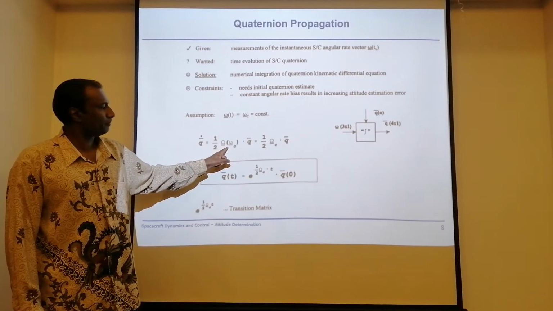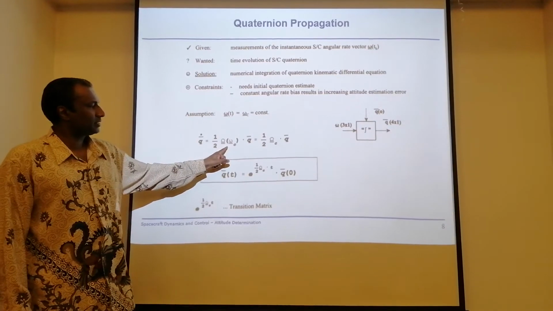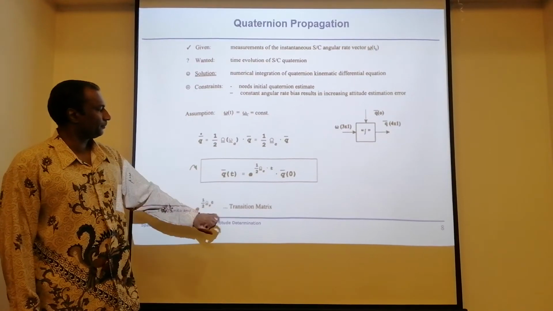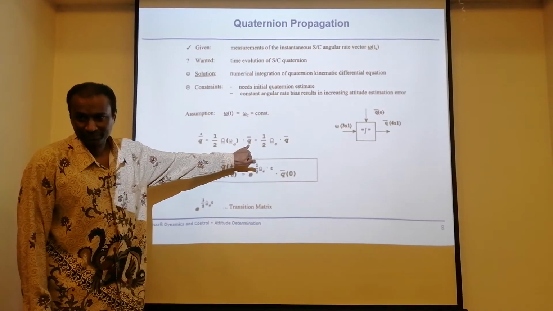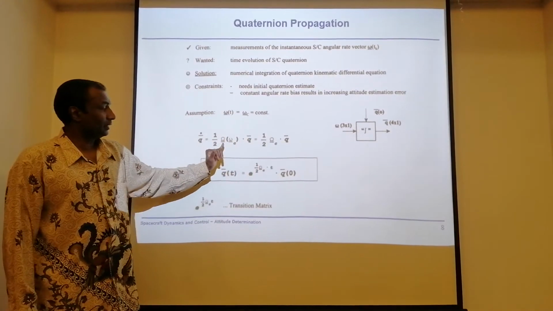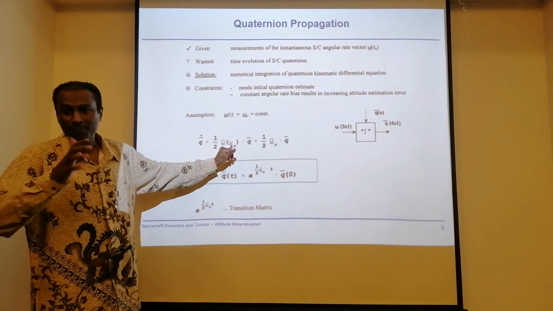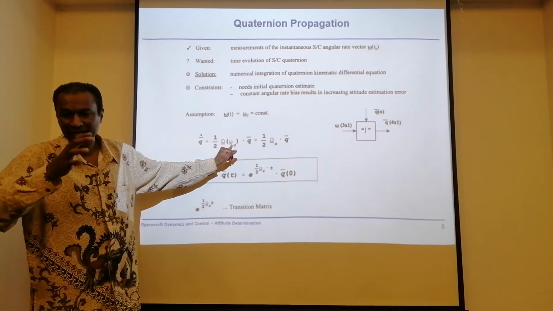Now, what exactly this equation helps us do is this. Initial quaternion, there is a motion, rotational motion in the spacecraft.